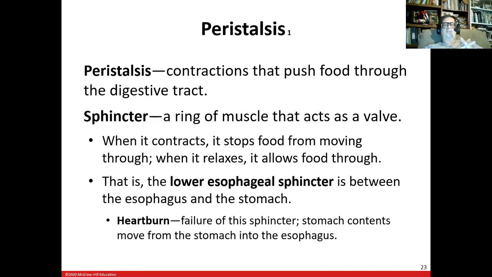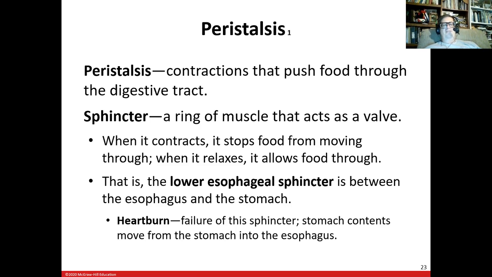So peristalsis are contractions that push food through the GI tract. Each one of these is like a sphincter, a ring of muscle. Acts kind of like a valve. When it contracts, it stops the food from moving through it. When it relaxes, food can go by. At the bottom of the esophagus, we have the lower esophageal sphincter. That's between the esophagus and the stomach.